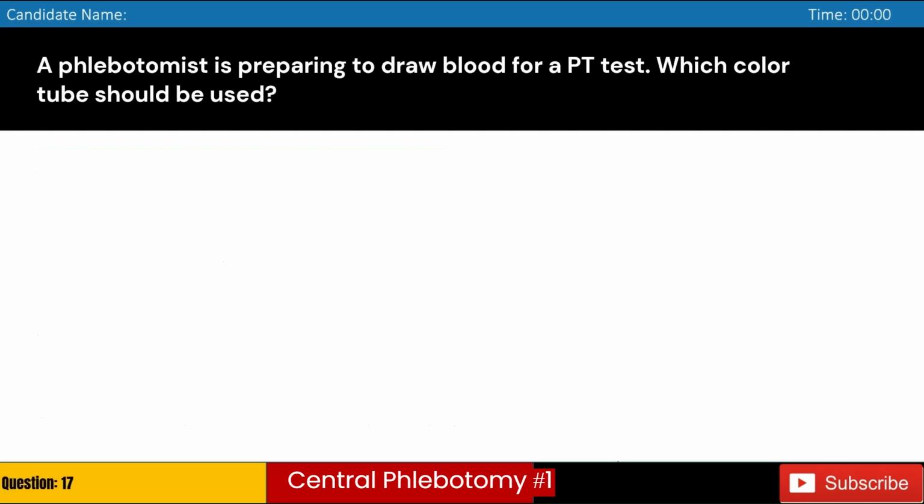A phlebotomist is preparing to draw blood for a PT test. Which color tube should be used? A. Red. B. Green. C. Light blue. D. Lavender. Answer C. A light blue top tube containing sodium citrate is used for coagulation studies like PT.